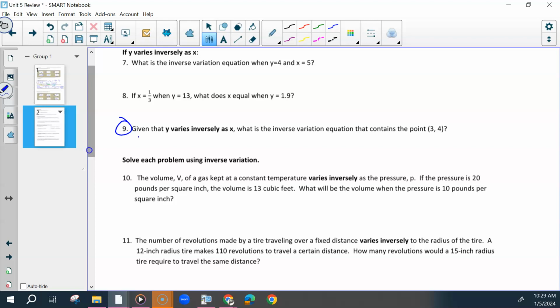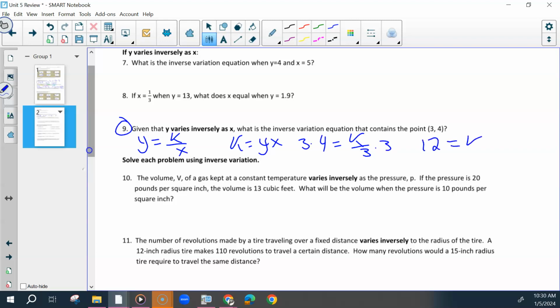They give us a point. That's our x and that's our y. We can use that to find k. If you know that k is y times x, you can go straight there, or you can put it into your original and then solve for k. It doesn't matter. So let's say I'm using the original. That would be 4 equals k over 3. Solve for k by multiplying. So that's part of it. We have our k now.